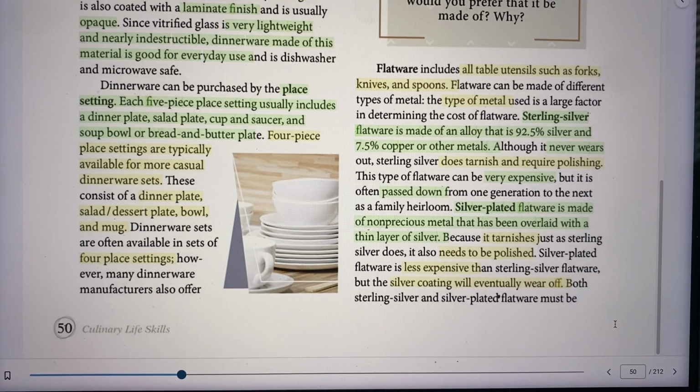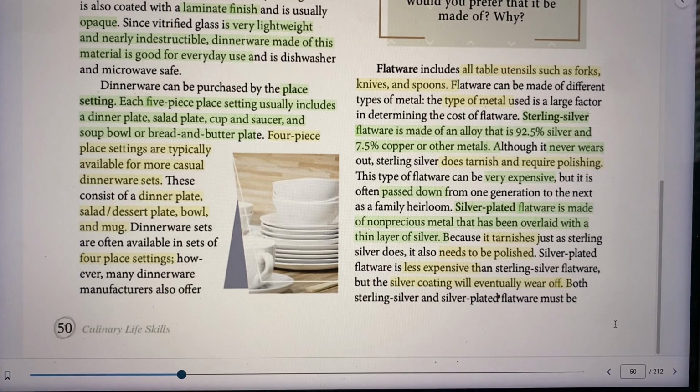So it never wears out, but sterling silver does tarnish, which means you have to polish it quite a bit. You don't like to serve silver that's tarnished, that's for sure. I don't like polishing tarnished silver, and of course sterling silver is expensive. Anyway, it can be passed on from one generation to another. You may inherit sterling silver from your grandparents, probably not me, but anyway, it's good to have as it's passed down through the ages.